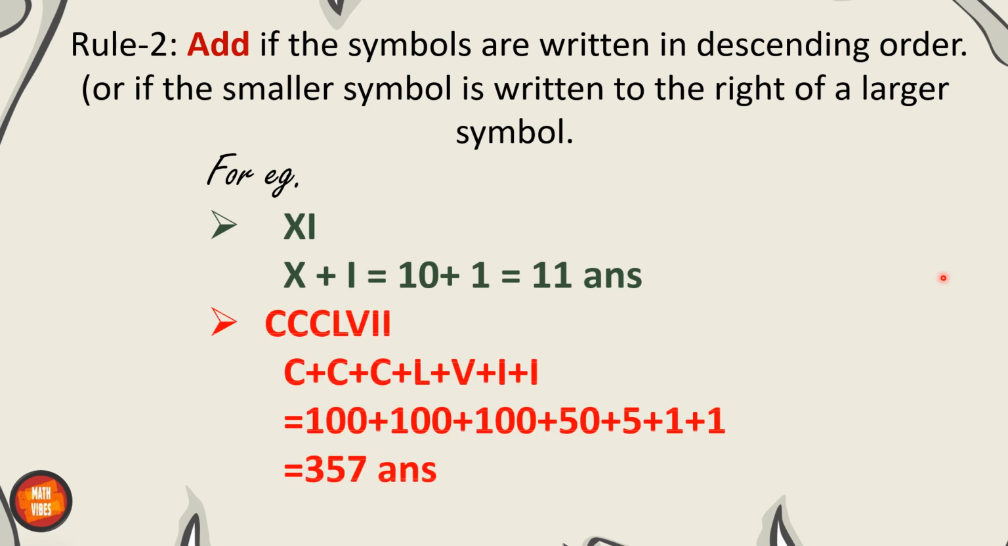So let's see the next example. If it is CCCLVII. Now see, C is for 100, L is for 50, V is for 5 and I is for 1. All the symbols are written from big to small. So what do we do? We will add them. So it is 100 plus 100 plus 100 plus 50 plus 5 plus 1 plus 1. So the answer is 357. So add if the symbols are written in descending order.